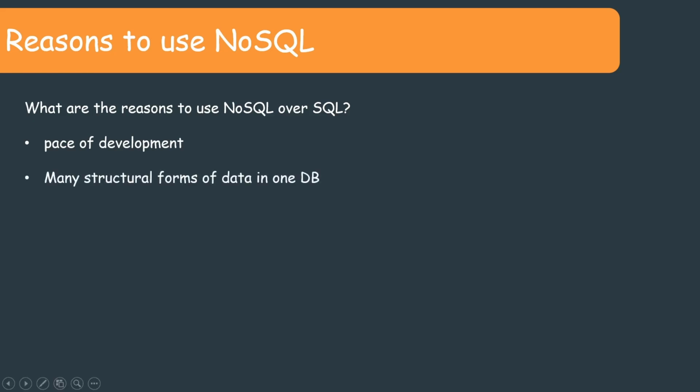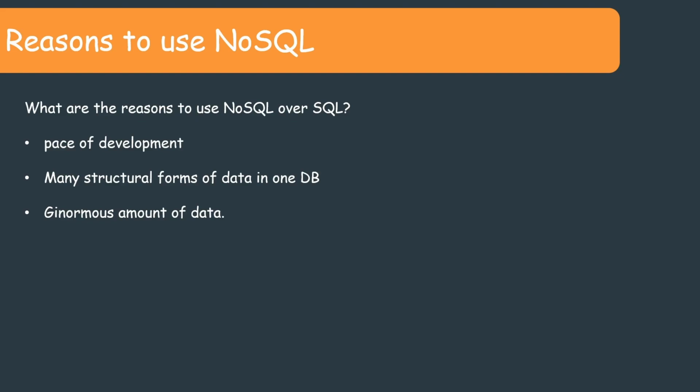Another reason is having many forms of data in one database. NoSQL databases are often better suited to store and model structured, semi-structured and unstructured data in one database. Another reason is when you want to access a ginormous amount of data. NoSQL databases were created to handle big data as a part of their fundamental architecture.